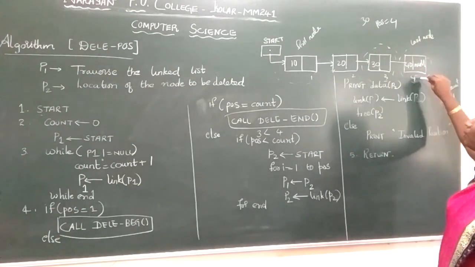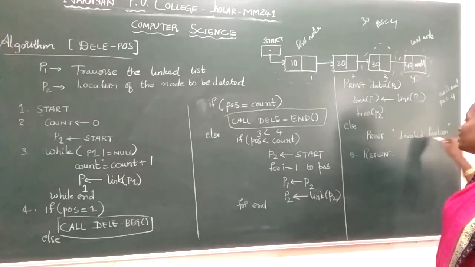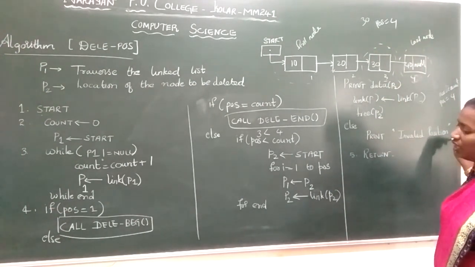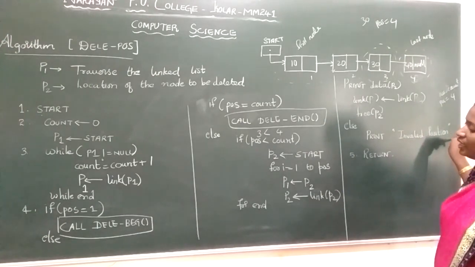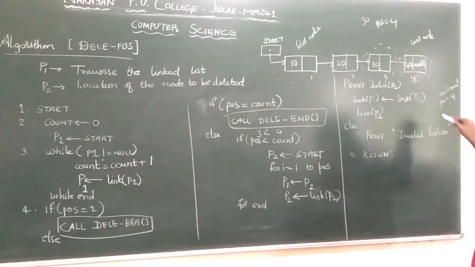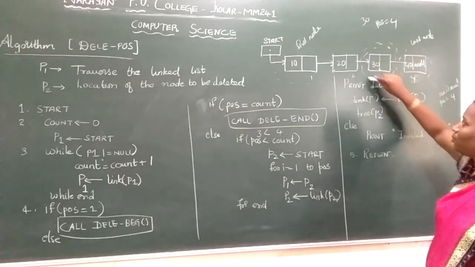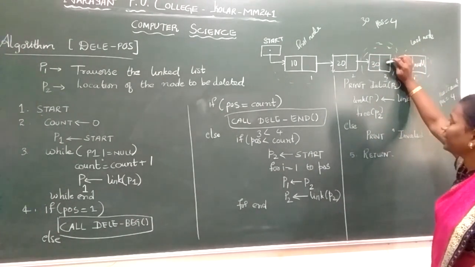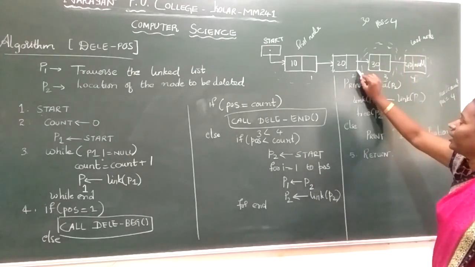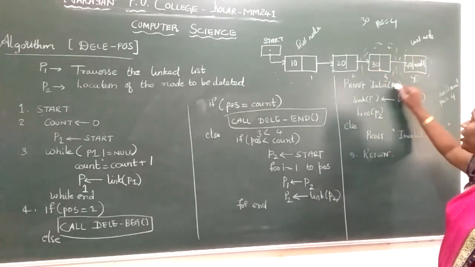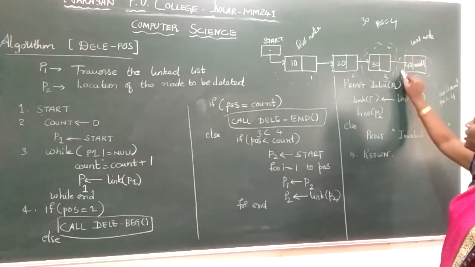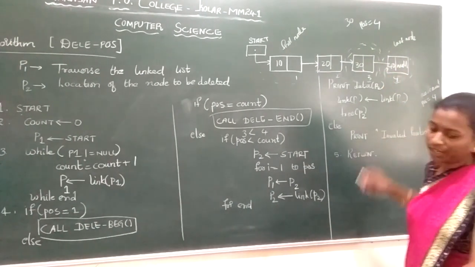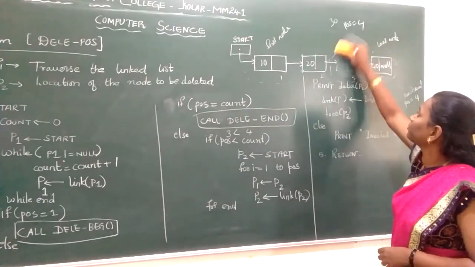Otherwise, suppose I have given the position as 5. In such cases, it will print invalid position. Till P2, I give it to P1, and I delete the element at the given position 3. I delete this element, 30, and now 20, if I delete this, will be pointing here. 20 will be pointing here. So I will delete this.